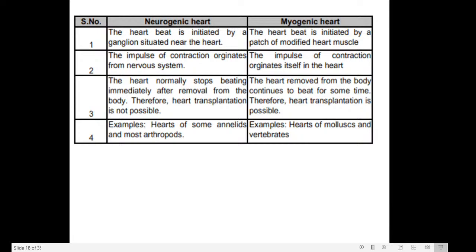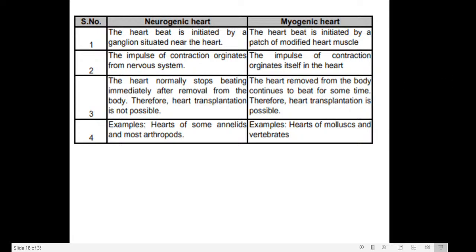In the neurogenic heart, the impulse of contraction originates from the nerve system. In the myogenic heart, the impulse of contraction originates from the heart itself.